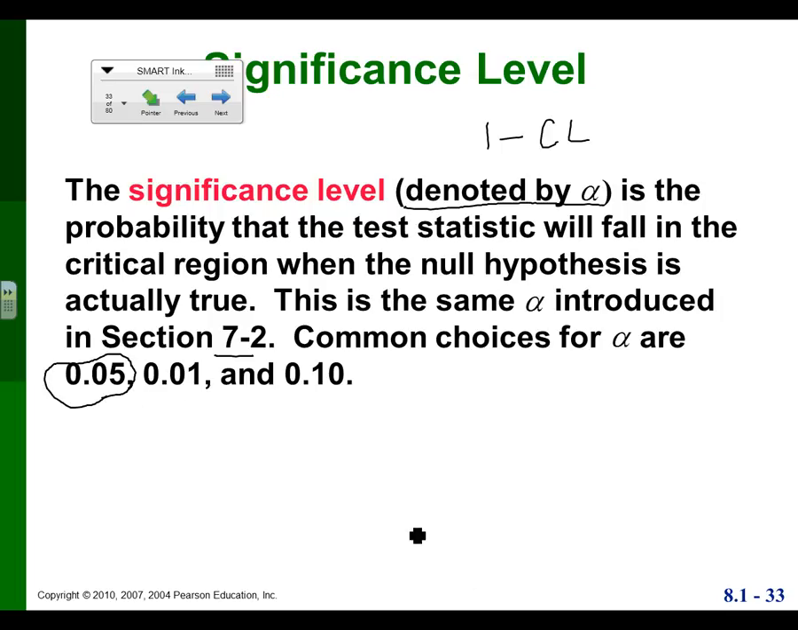Okay? So that's alpha. And remember, if we have two tails, we split alpha up into two tails like this, alpha over 2, if we do a two-tailed test. We can also be doing a one-tailed test, so this alpha is over here by itself. So we have to realize that. So that's the significance level. It's the probability, so that's going to be a decimal, that the test statistic is in the critical region where the null hypothesis is actually true. Sounds like all words, but through practice we should be able to figure it out. Lots and lots of practice.